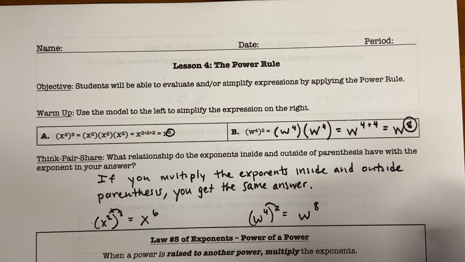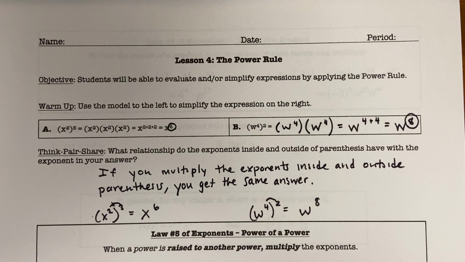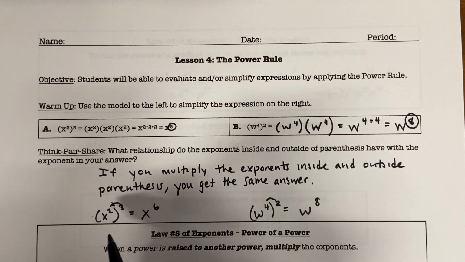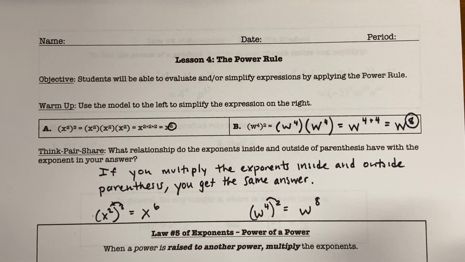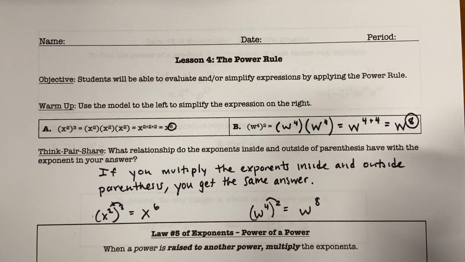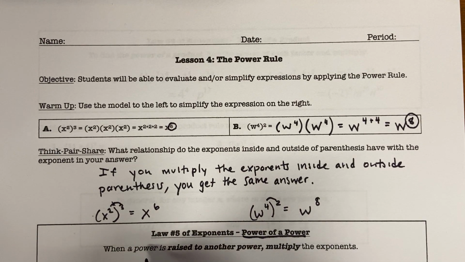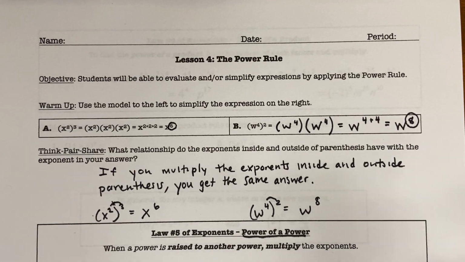answer. The reason that works is because multiplication just represents repeated addition, right? 3 times 2, or 2 times 3 means 3 groups of 2. 4 to the second power means 2 groups of 4. So we call this the power of a power. When you raise a power to another power, we multiply the exponents.